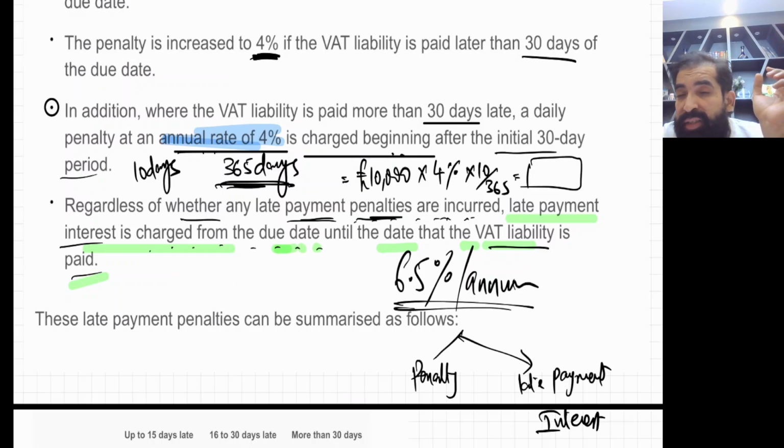And yes, this late payment interest is included in our course. It is written in our exam kit rates. It is in our corporation tax, it is in our individual tax. Everywhere you will find interest on late payment, which is 6.5% per annum.